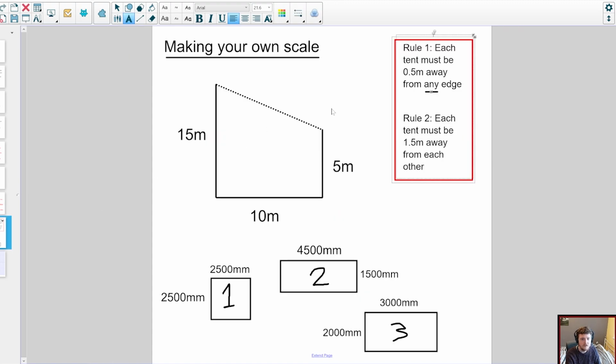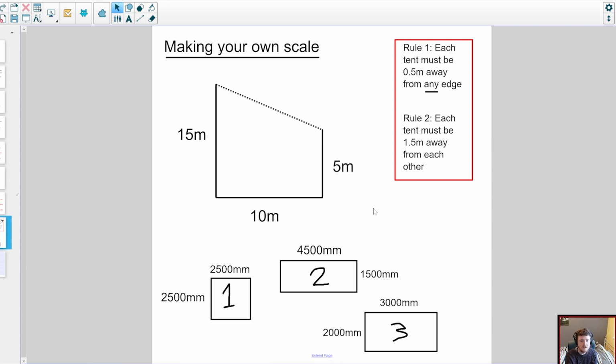Okay. Finally, you might be asked to make your own scale. So this is an example that I've adapted from an exam style question. The numbers are different, but it's the same sort of principle. We've got a pitch of land, and there are 3 tents, say it's like a festival, and there are 3 tents that want to put themselves on this field. And there are 2 rules that must be followed. Each tent must be 0.5 meters away from any edge, and each tent must be 1.5 meters away from each other.